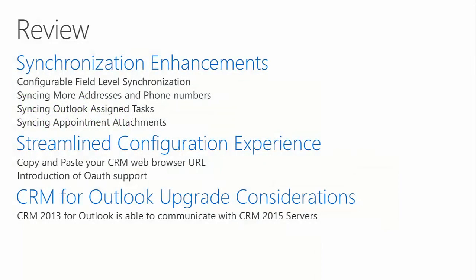So let's review the new features that were added for the CRM 2015 Outlook client. Synchronization enhancements include configurable field level synchronization, the syncing of more addresses and phone numbers, syncing Outlook assigned tasks, and syncing attachments on appointments. The CRM 2015 Outlook client also streamlined the configuration experience by allowing you to copy and paste your CRM web browser URL into the configuration wizard, and also through the introduction of OAuth support.